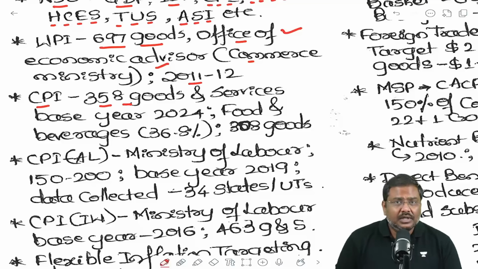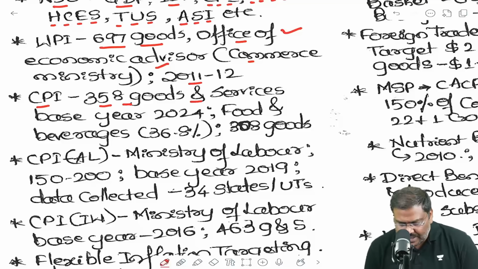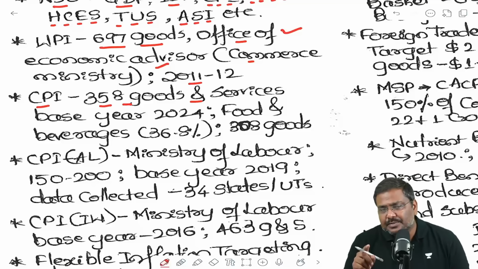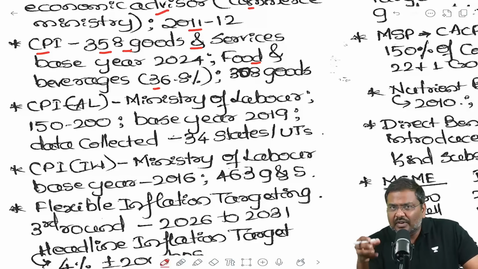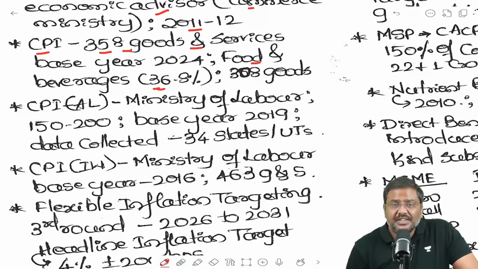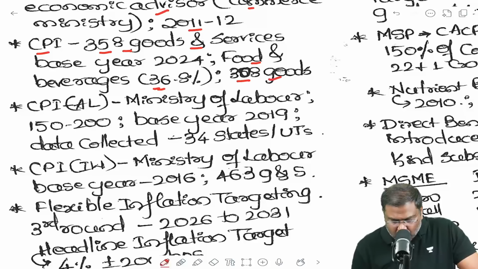The basket now doesn't have 299 goods and services. It has 358 goods and services. The base year has been revised from 2012 to 2024. Food and beverages earlier were given the weightage of 45.8%. Now it has been revised downwards to around 36%. Out of 358 products, 308 are goods.